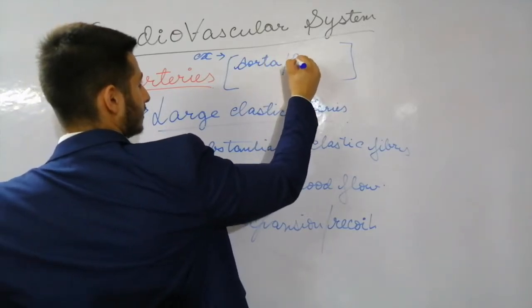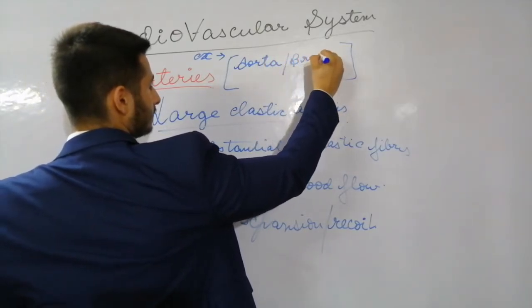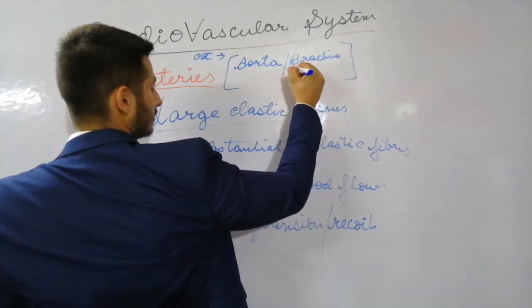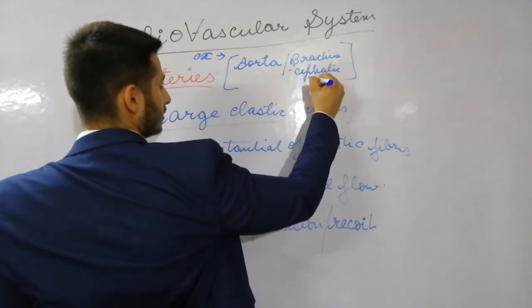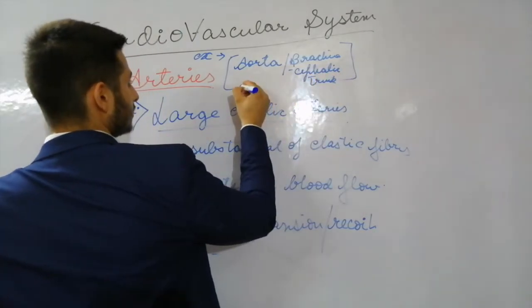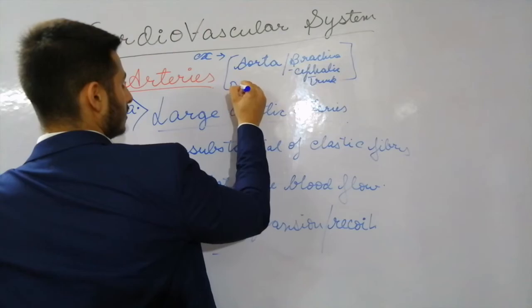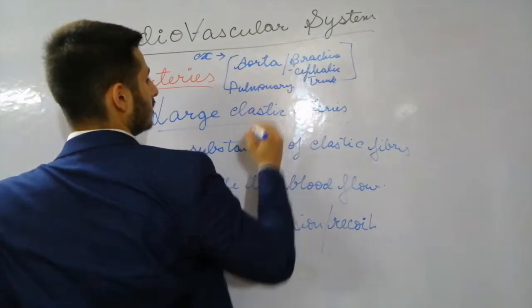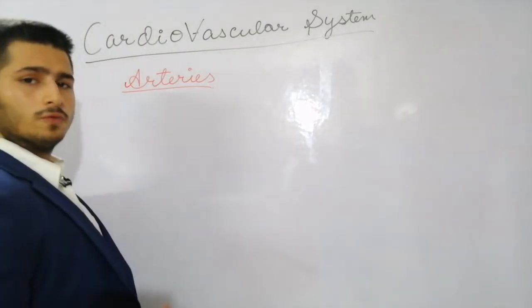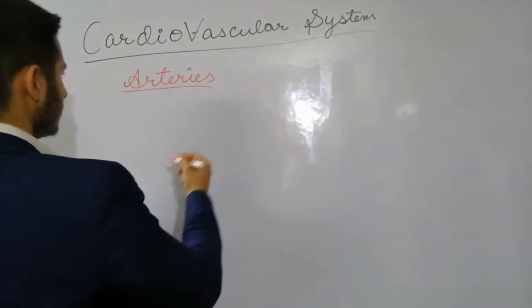A few examples of the large elastic arteries are the aorta, the brachiocephalic trunk, and the pulmonary trunk.